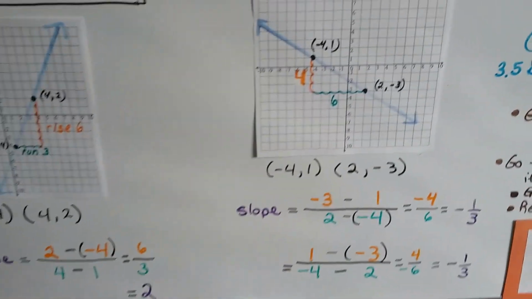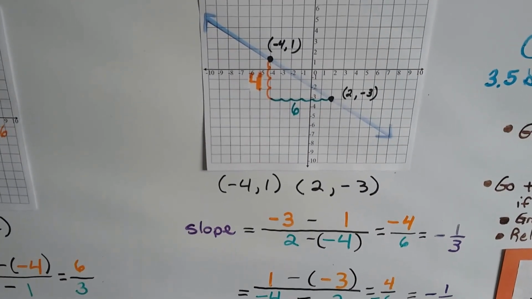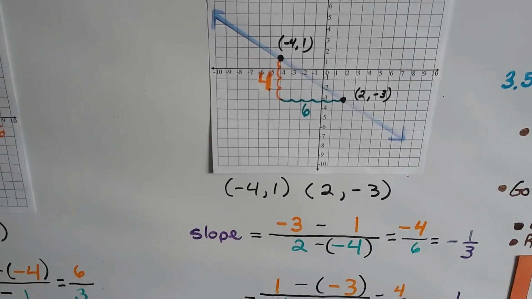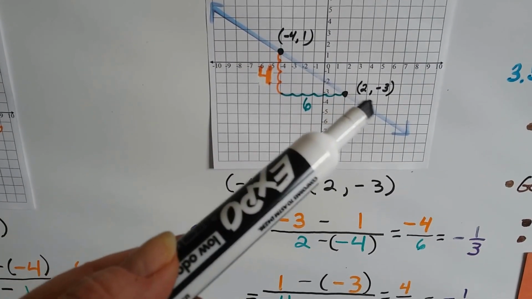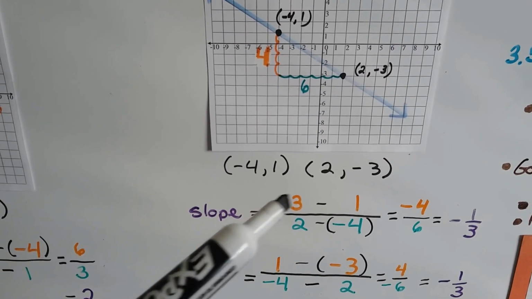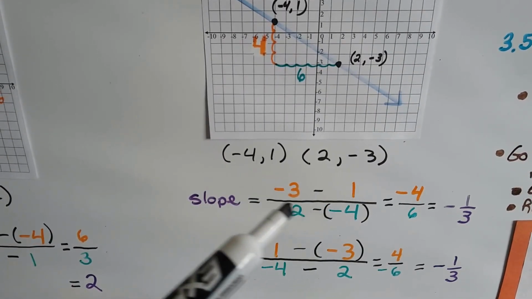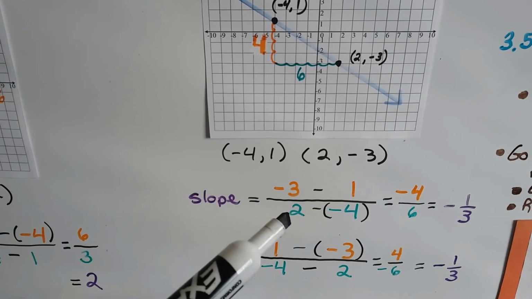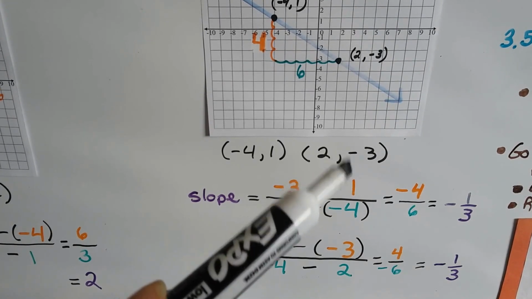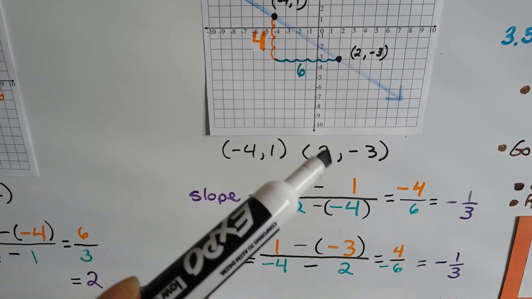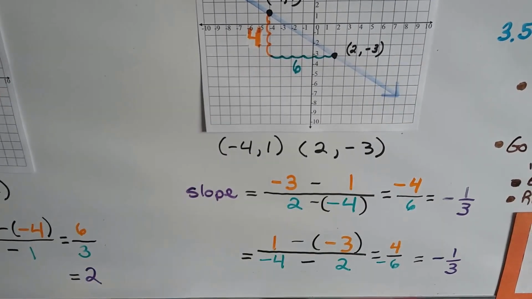Now this one's got a negative slope. We see it's falling to the right, so we know it's going to be a negative slope. Whatever our number comes out to be, it's going to have a negative in front of it, right? So we've got -4 and 1, and we've got 2 and -3. So we've got our y2, which is -3, and our y1, which is a 1. We've got our x2, which is a 2, and our x1, which is a 4. So see, these get listed first. The y2, x2 get listed first over here, and then these are over here, see?